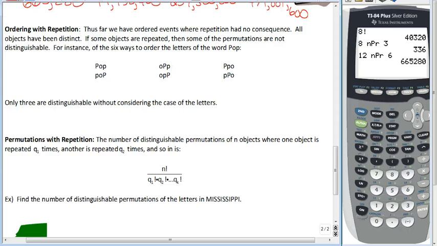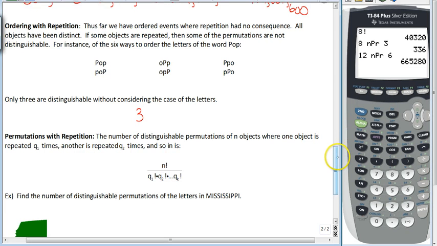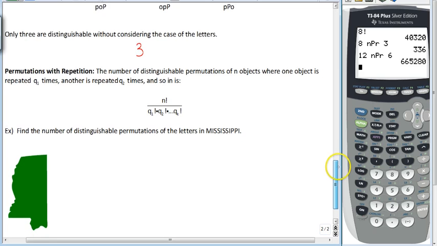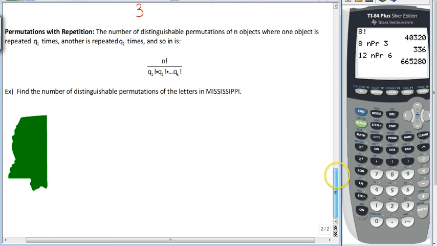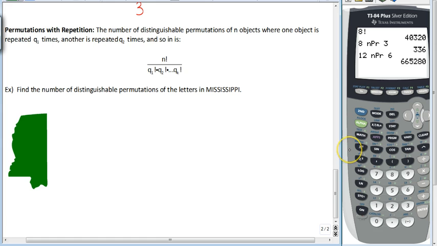But if we are not going to consider capital letters, then how many ways do you actually have to rearrange the word pop? You only have 3, because you have POP, OPP, and PPO, where we don't distinguish the different cases of the letters. So permutations with repetition has another formula where all you have to do is take the total number possible and divide it by the repeats factorial.